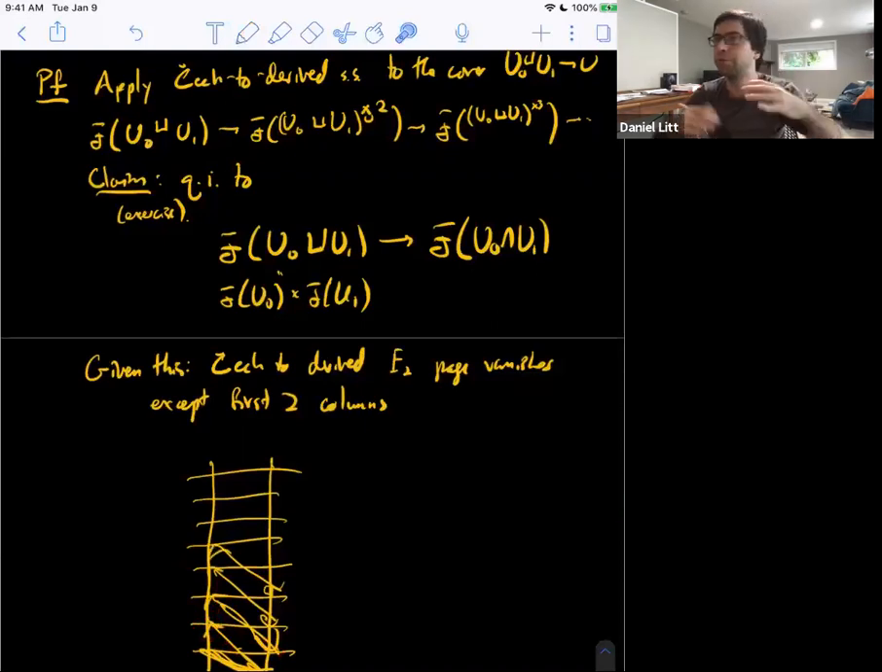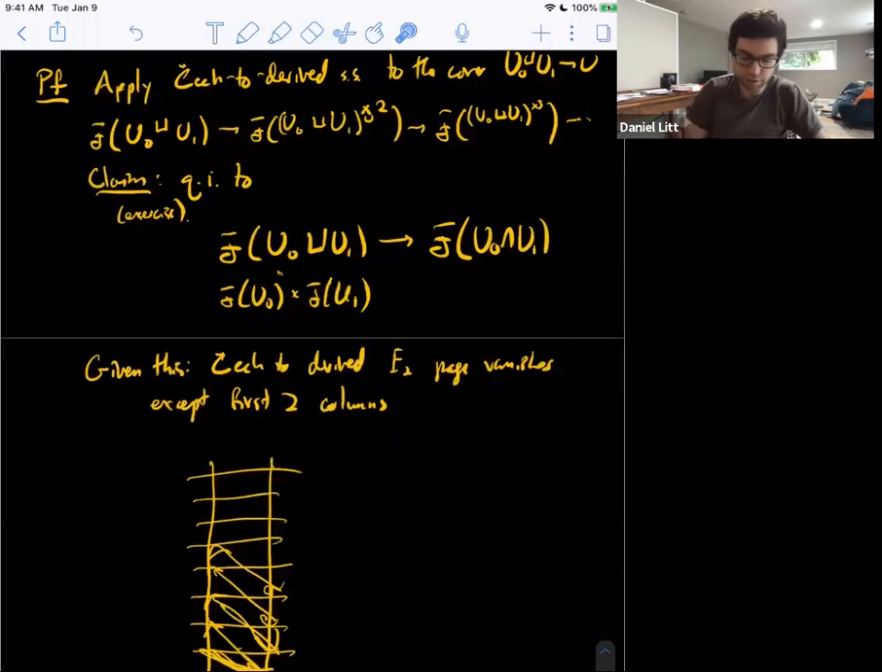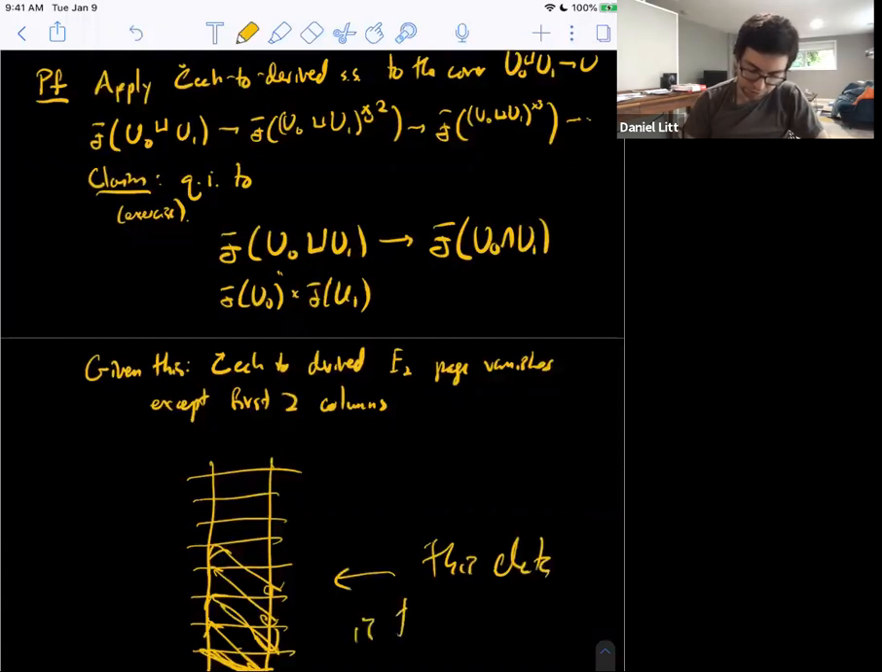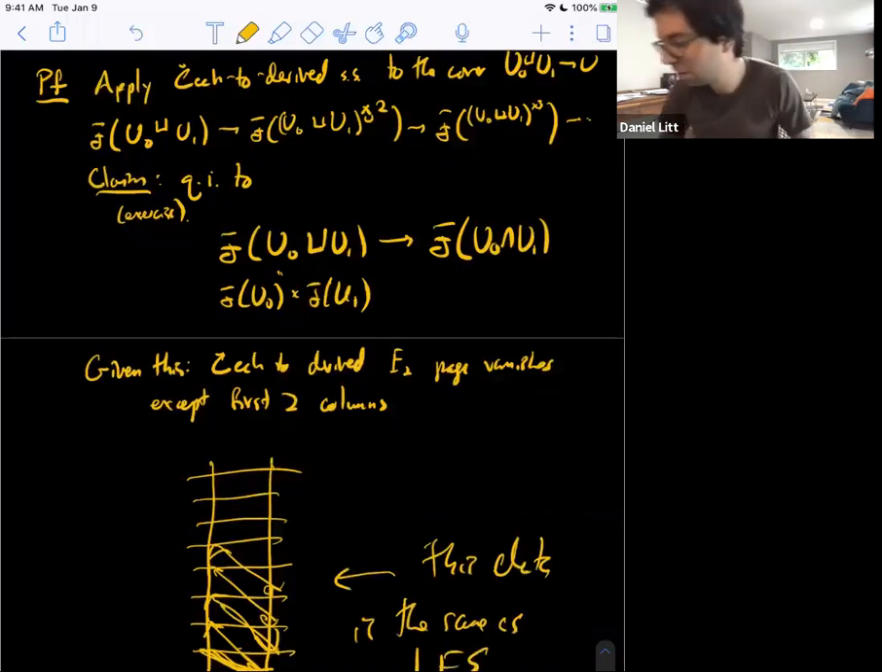This is a general phenomenon: if you have an E2 spectral sequence which only has two non-vanishing columns, that data is exactly the same as a long exact sequence. So the claim is that this data is the same as a long exact sequence. You should write it out and check that. Are there any questions about that?